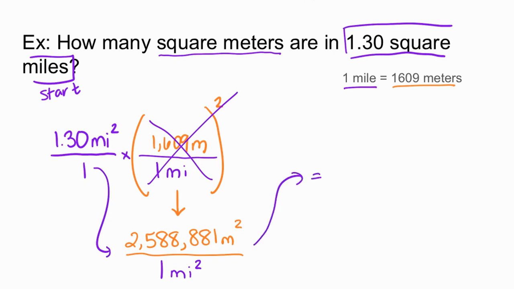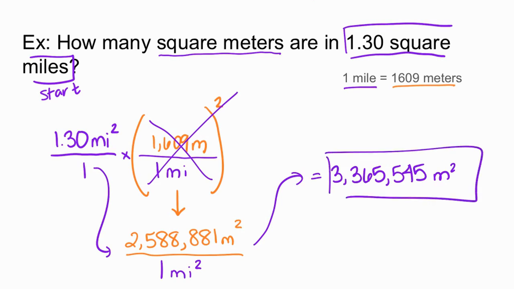So 1.30 times 2,588,881 gets me my final answer of 3,365,545 meters squared. So it's this additional piece of having to square your unit that is new.